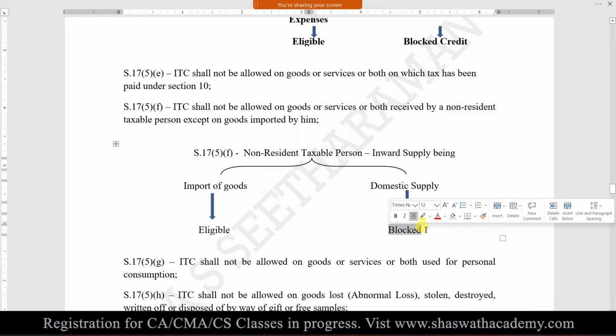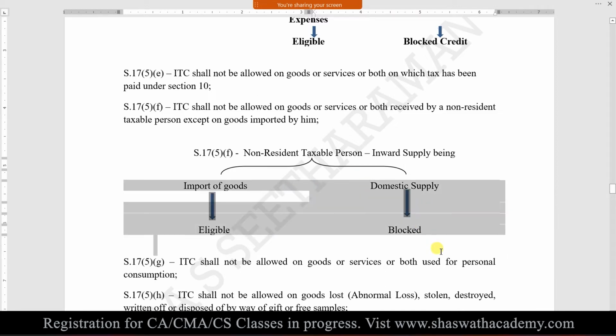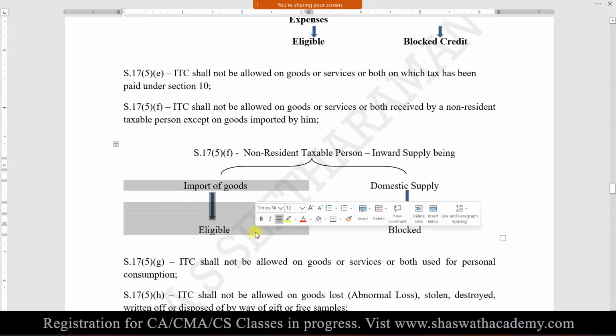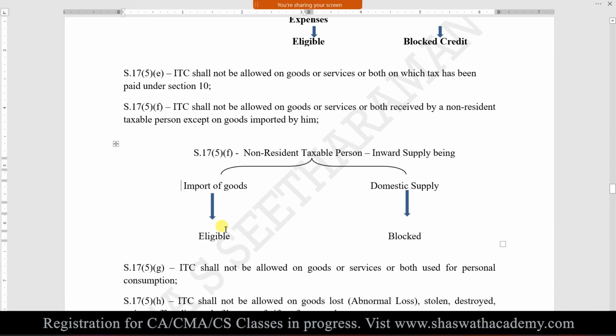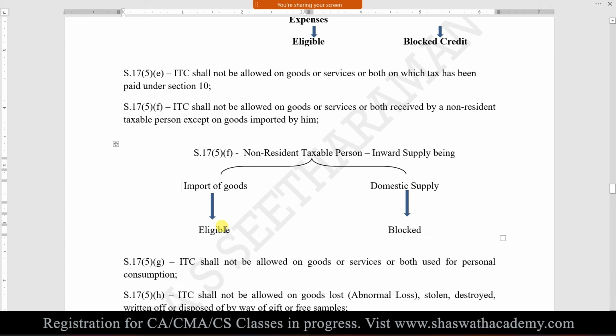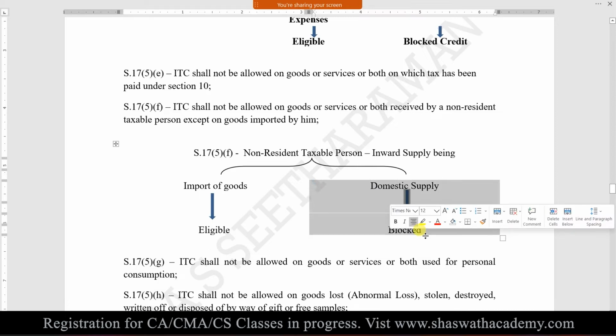Not possible, ma. That is why domestic supplies are being blocked. Only imported goods they are permitting. Why is that? Imported goods were assessed first, and then only taxes were paid, and then credit is eligible because already it is assessed. Whereas for domestic purposes, assessment will take time. That is why domestic purposes are blocked.